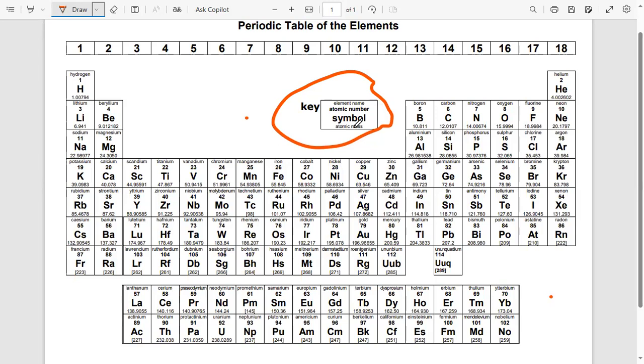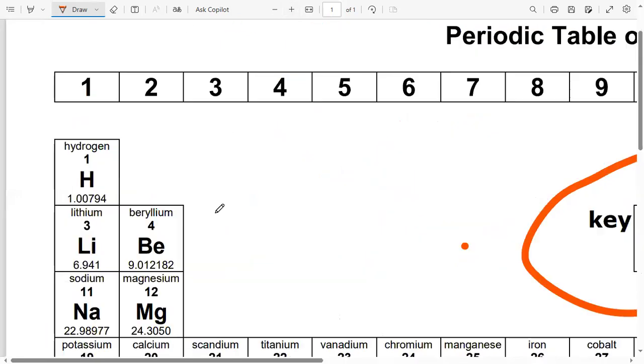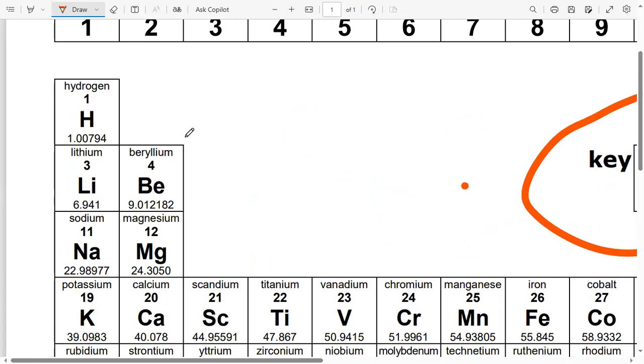The mass number. So the mass numbers are these two. Let me zoom in on some of these elements just to show you. So you've seen this element here. For example, if I get the lithium, okay? So the number that is on top there is the atomic number. And then the number that is down here, the one with a lot of decimal places, is what we are calling the mass number, okay?